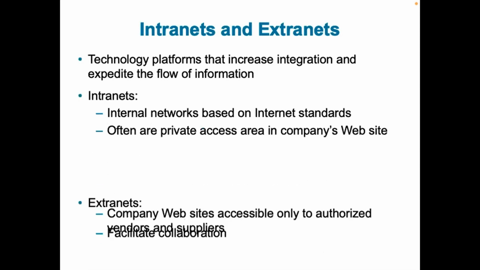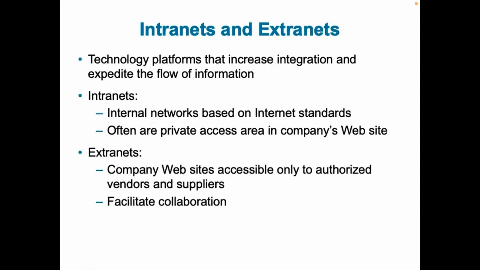We're going to look at technology. So, an internet network based on internet standards, and then the company website accessible only to authorized vendors or suppliers. So the first one, extranet: vendors and suppliers. The company would have its system, but it has opened it up to these people to be able to have a little bit of access to this.